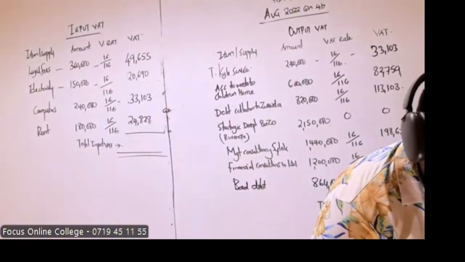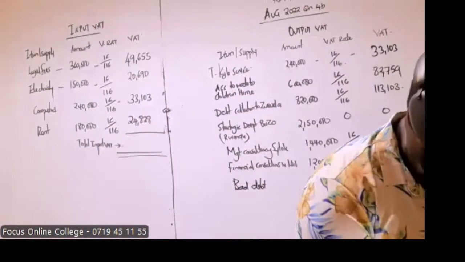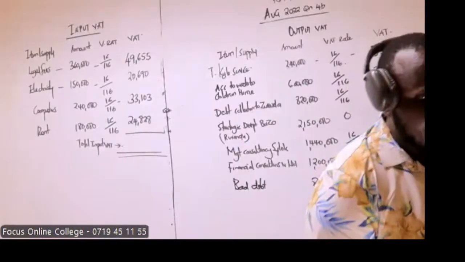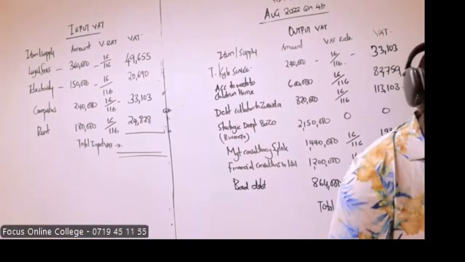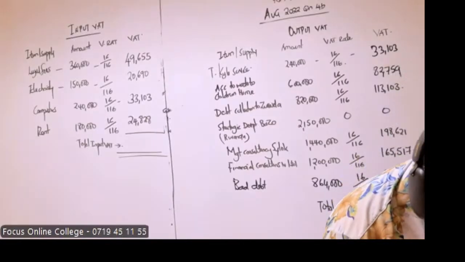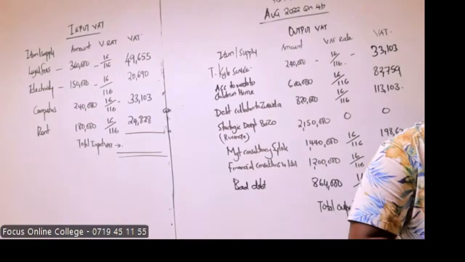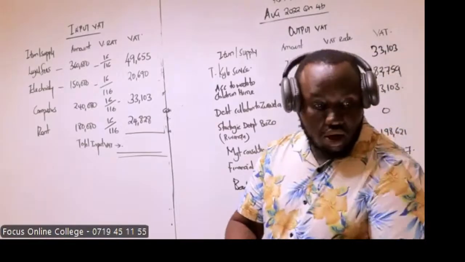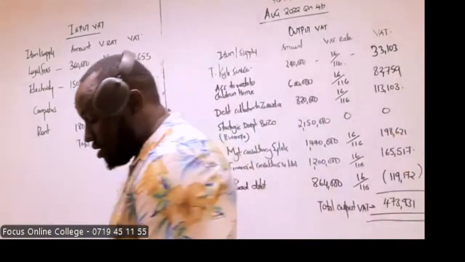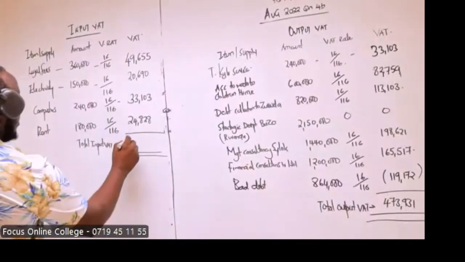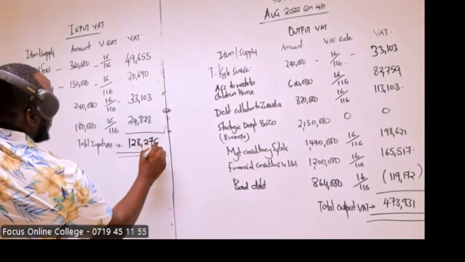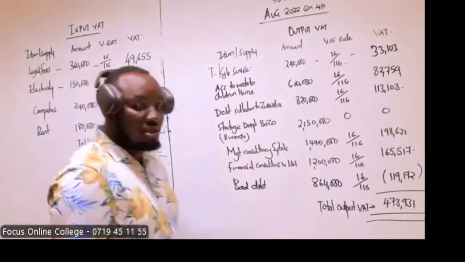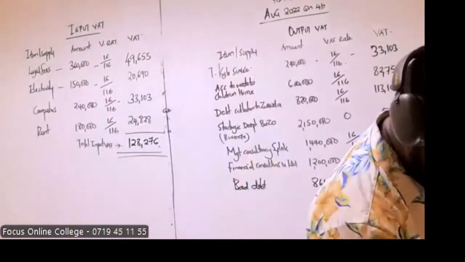Total input VAT. So give me the total input VAT. It is 128,276. Somebody to confirm what some keys are. 128,276. Respond with yes. 128,276.